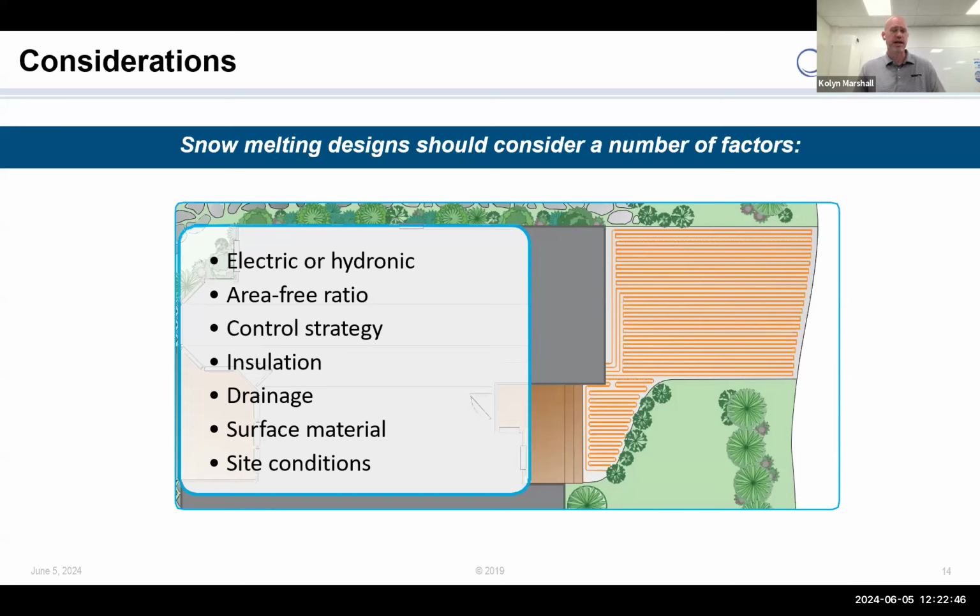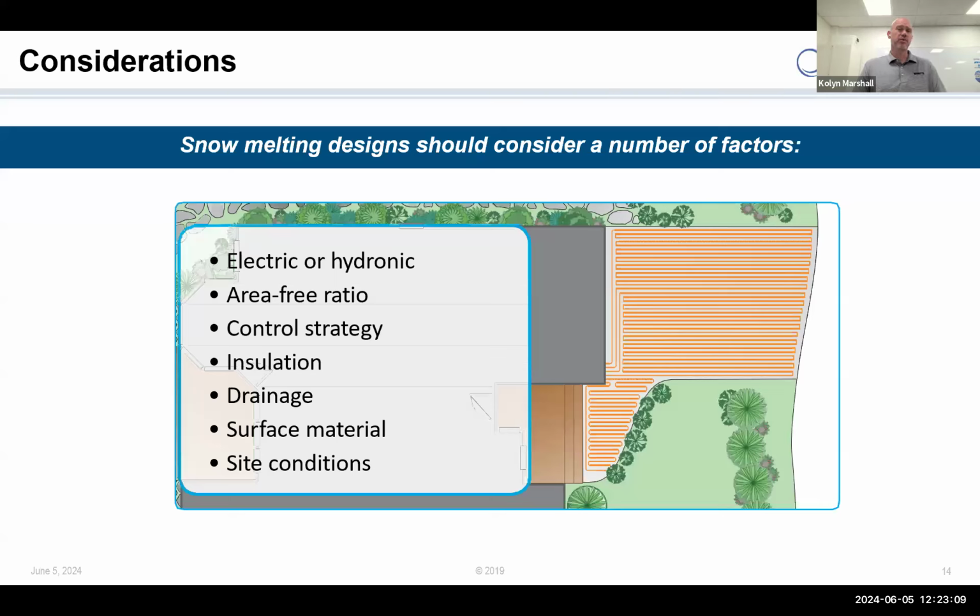Hydronic systems have more parts and pieces. There's tubing that goes in the construction, the concrete, the sand and brick pavers. There are supply and return lines to manifolds. There's a boiler, typically. There's mechanical piping. There's glycol that gets added to the system to prevent freezing. A lot of components involved with that.